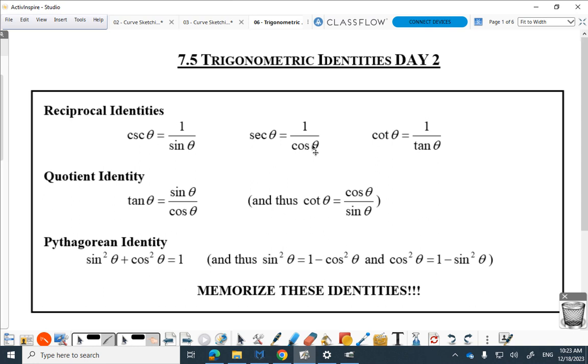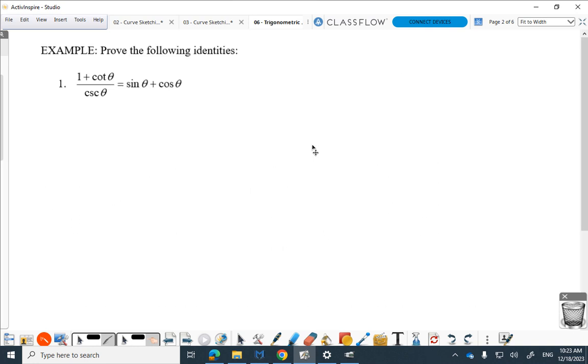Prove the following identities. Okay, so one of the things that came out of Friday's lesson was the first move is to go left side.